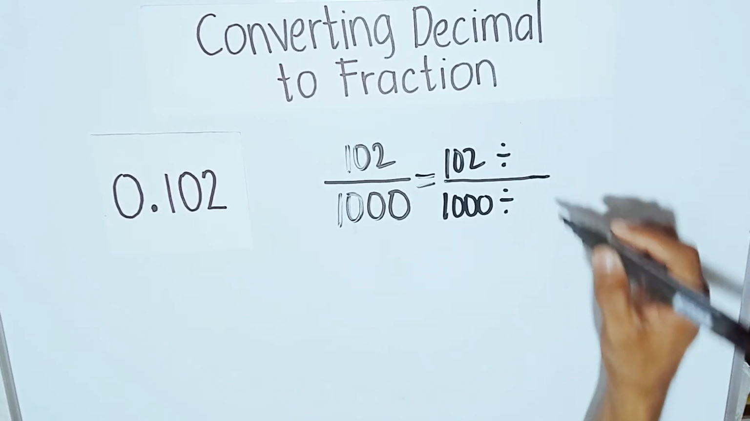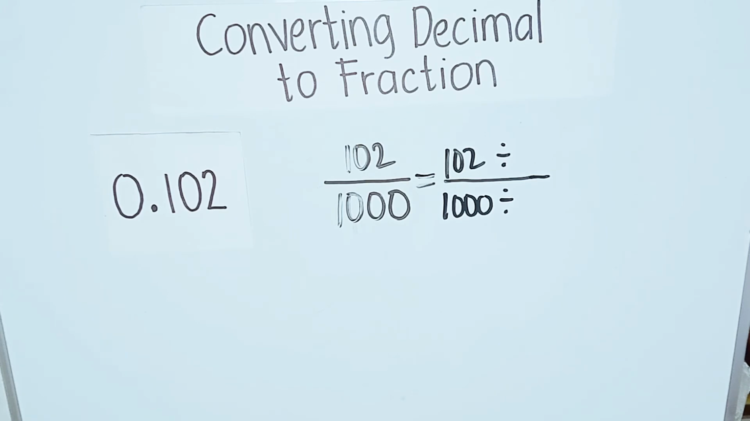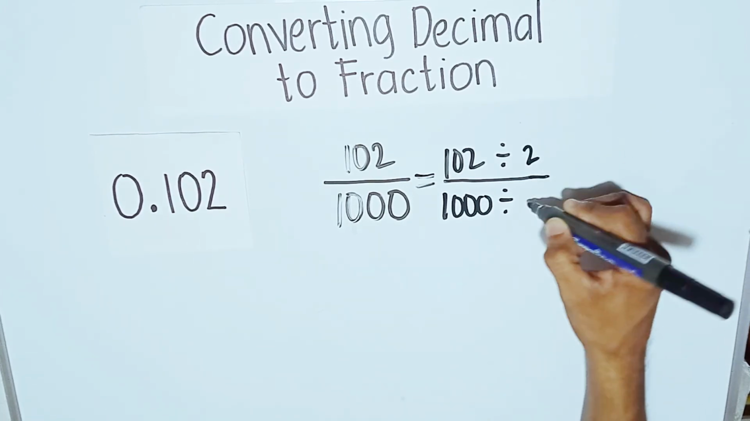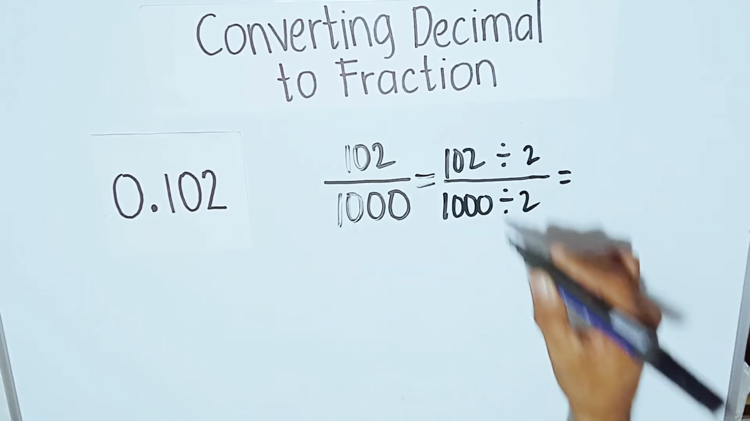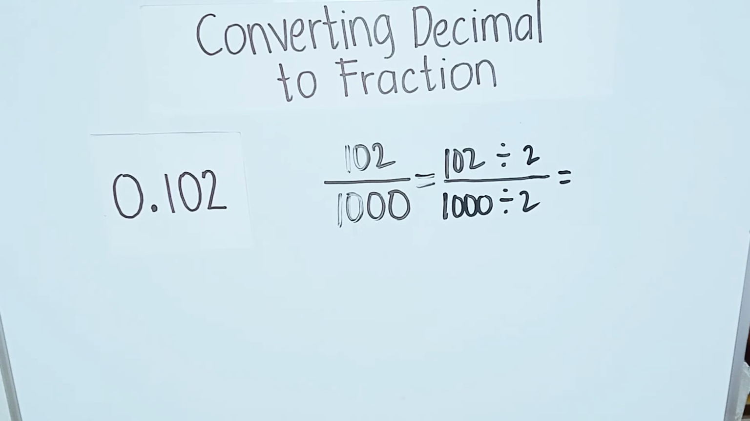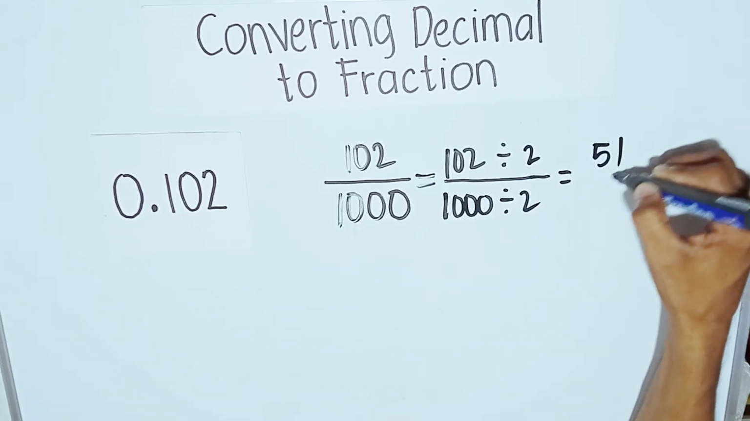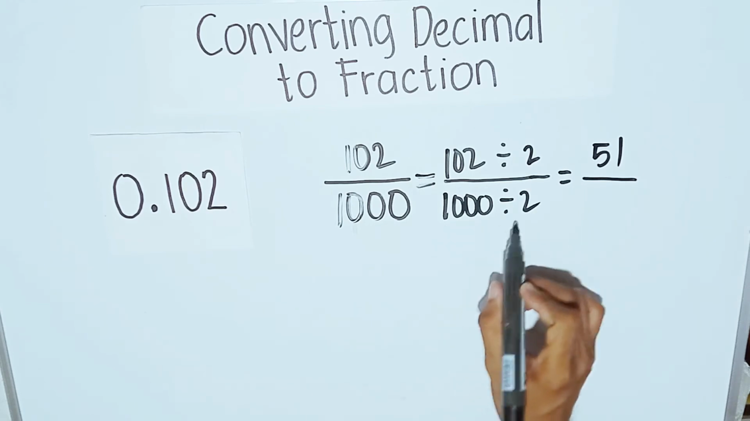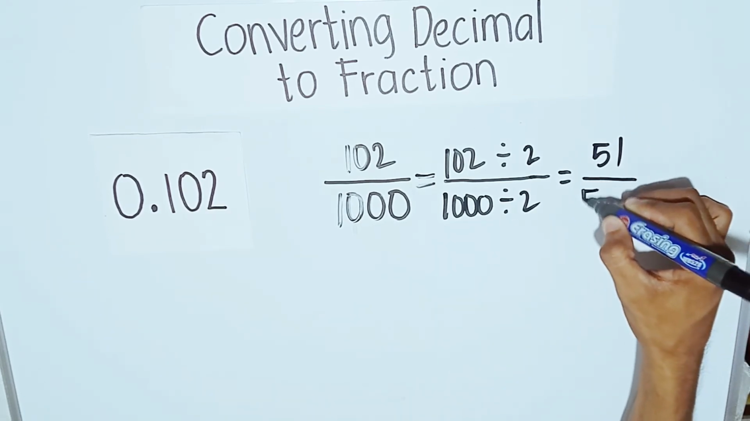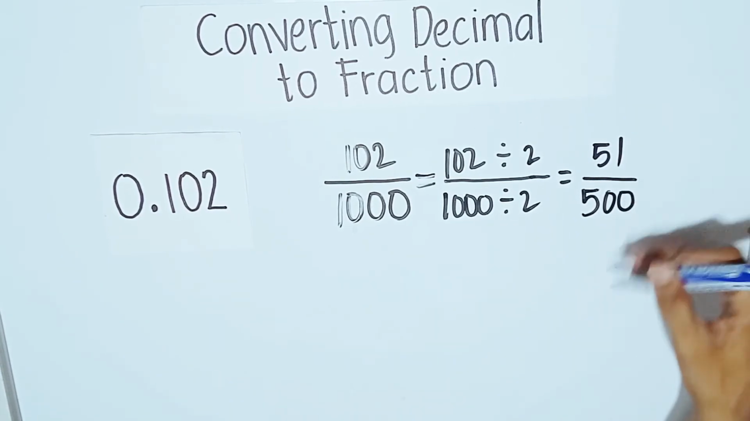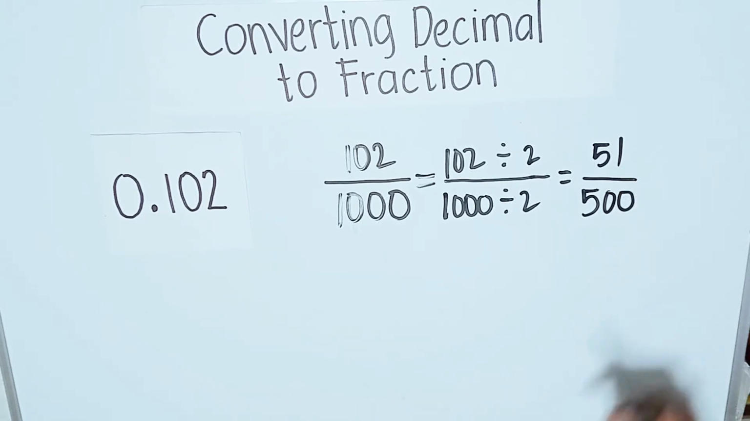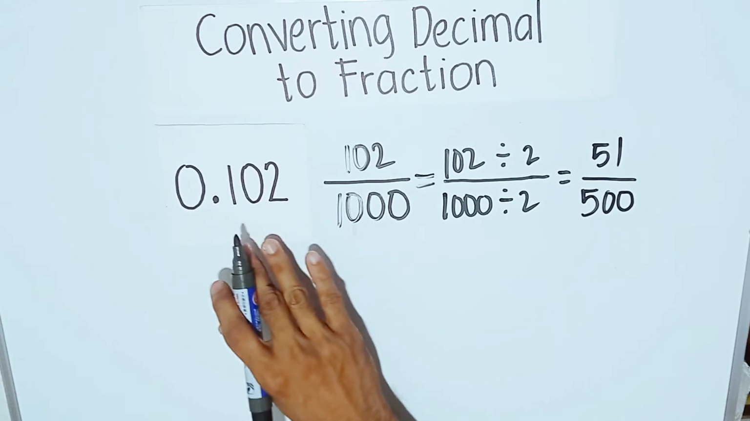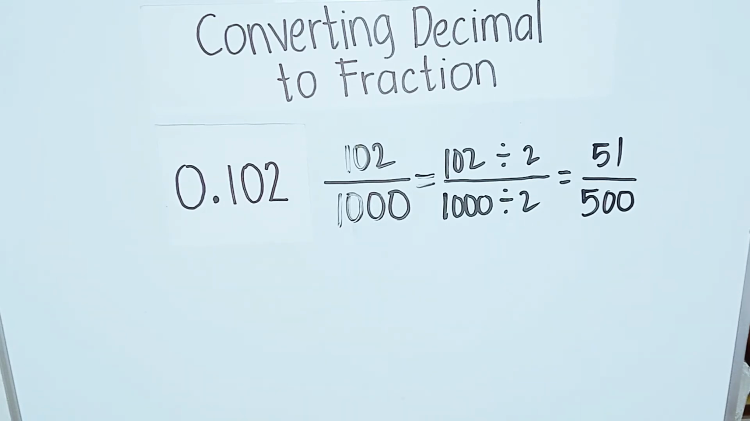So, pwede nating i-divide yung 2. Pwede siya by 2. So, therefore, 102 divided by 2, we have 51. And also, 1,000 divided by 2, we have 500. So, pwede pa ba? May number pa bang pwede makapag-divide sa 51 and 500? Wala na. So, therefore, our fraction form of this decimal will be 51 over 500.